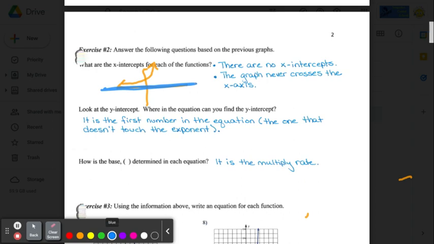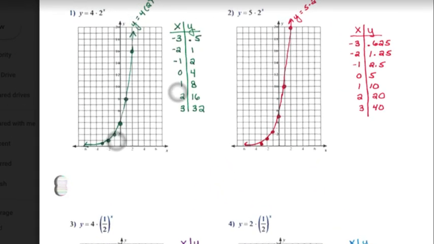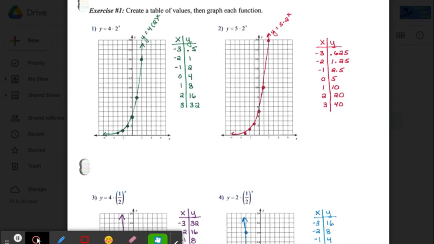So now it says, look at the y-intercept. Where in the equation can you find the y-intercept? And I wrote, it is the first number in the equation, the one that doesn't touch the exponent. So let me go back here. Let's look at problem 1. Where's my pen? So the y-intercept is 4. And look, on our graph, it's the 0,4. Problem 2, our y-intercept is 5, because that's the first number in the problem.